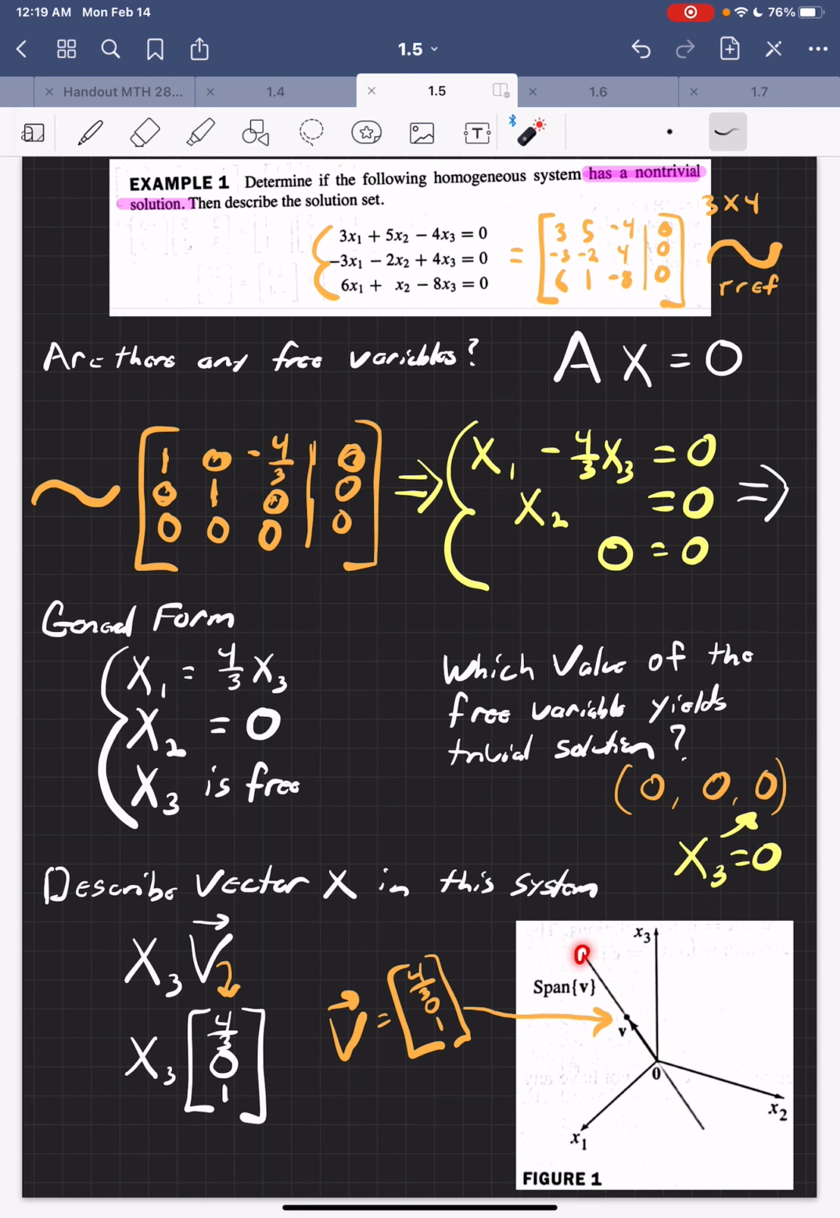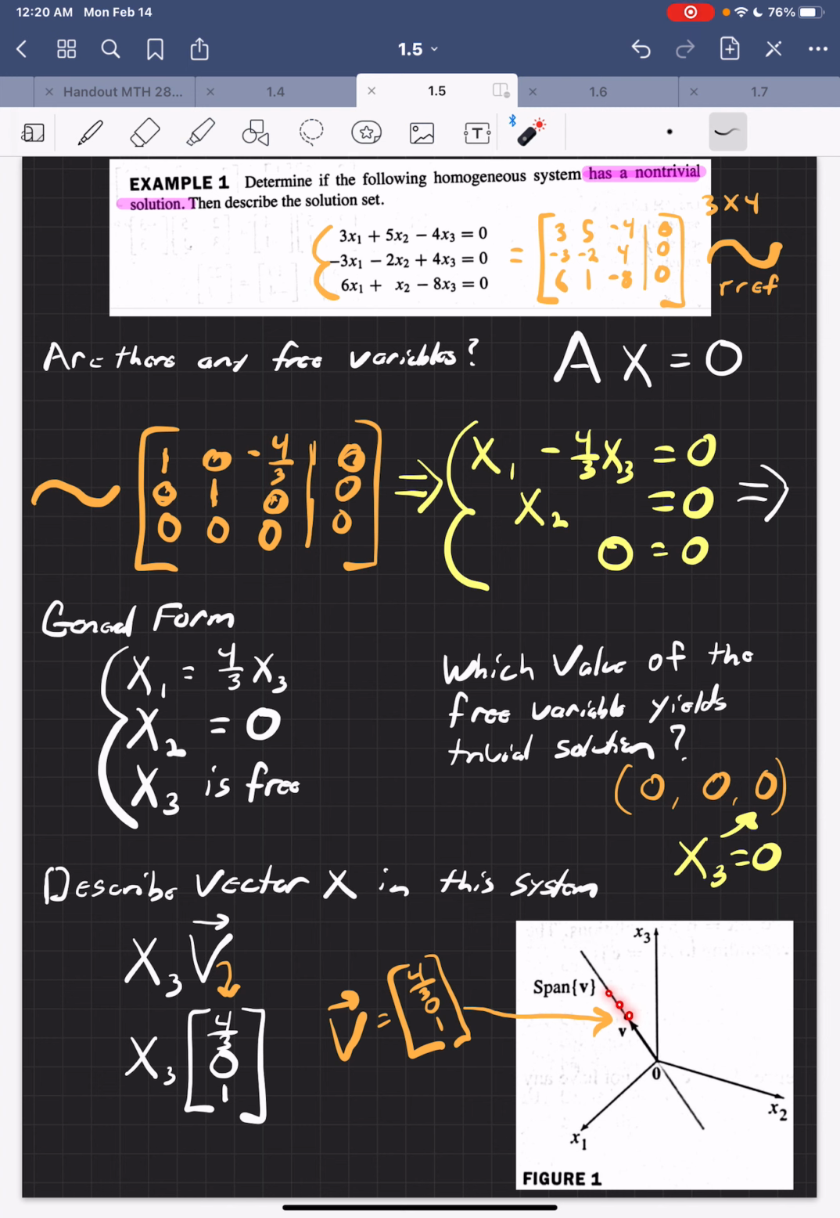Now, all of these points will make this system equal 0. So I don't know what this point is right here. If this is 4/3, 0, 1, I don't know what point this is right here, but I'm telling you, whatever it is, whatever the x sub 1 value is, x sub 2, x sub 3, if you plug it in, you will get a non-trivial solution. So that's what they mean by the span of vector v.